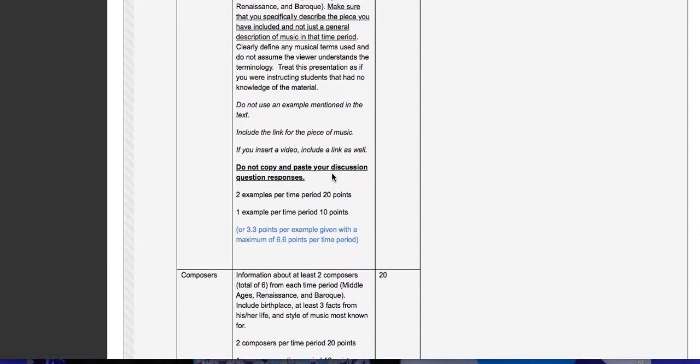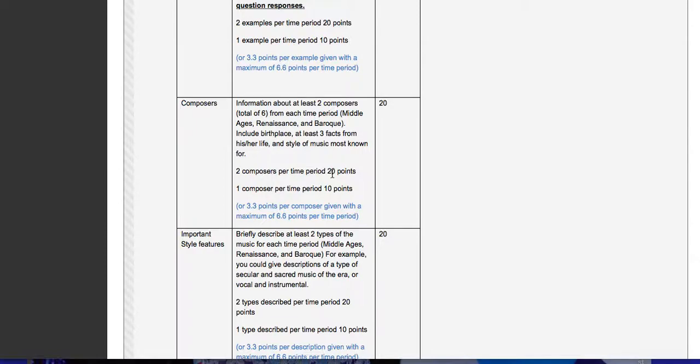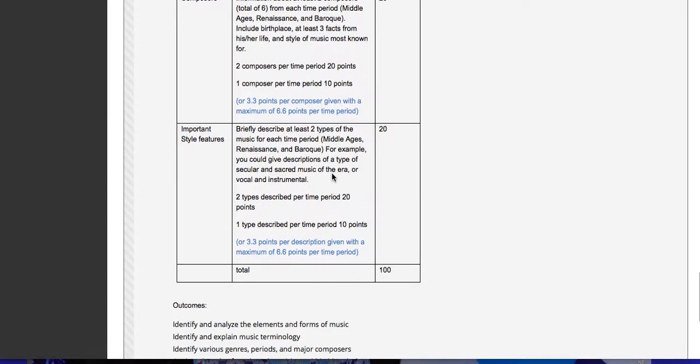If you're using any terms within your description, make sure that you define those terms if they are very specific musical terms. Information about at least 2 composers, 3 facts about them: the birthplace, what kind of music they were known for, maybe a crazy tidbit about them, because some of these composers were very interesting. Important style features per time period, like for the Middle Ages, you might just briefly describe Gregorian chant. In the Renaissance, you might talk about word painting, just something that was prominent in that particular time period, and then just briefly describe it.